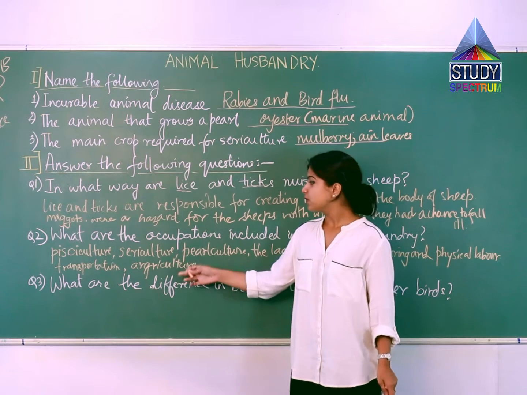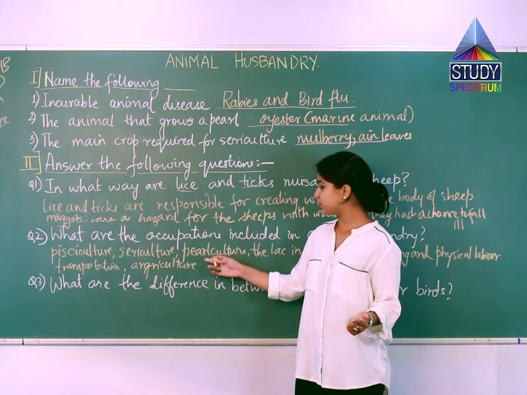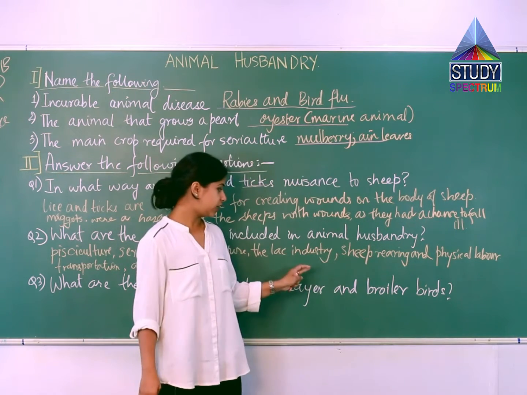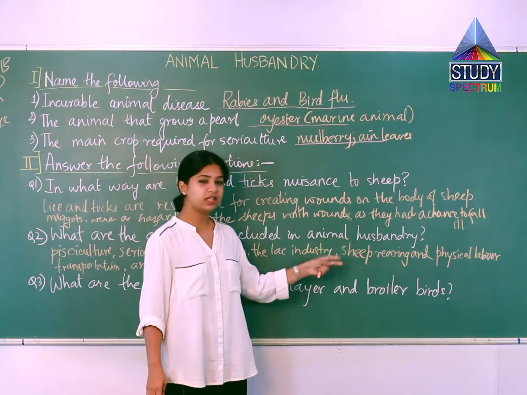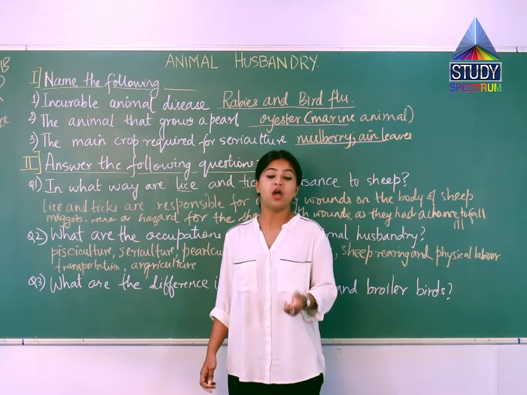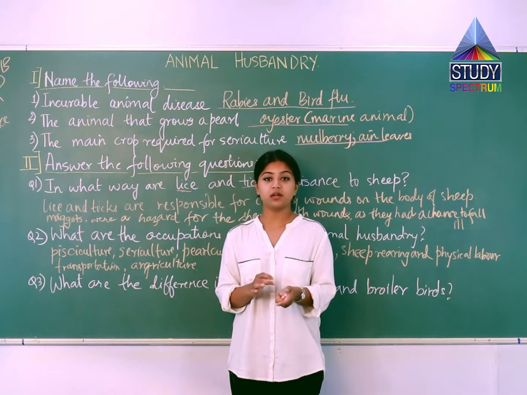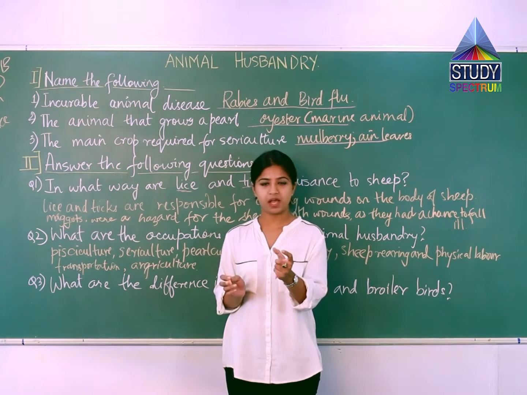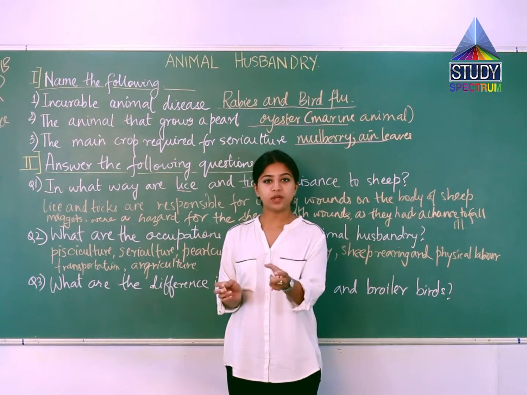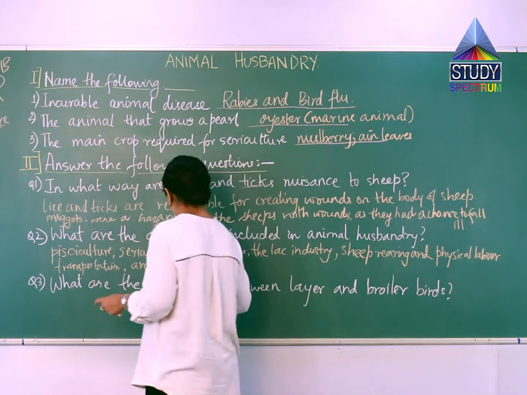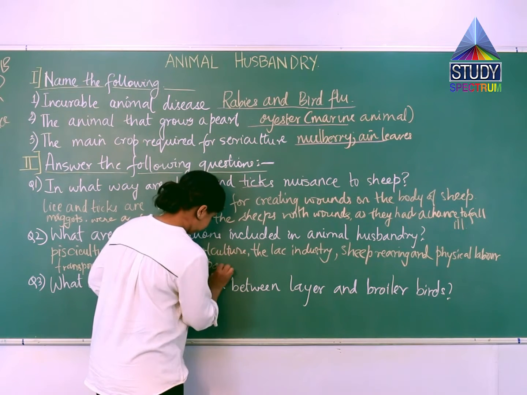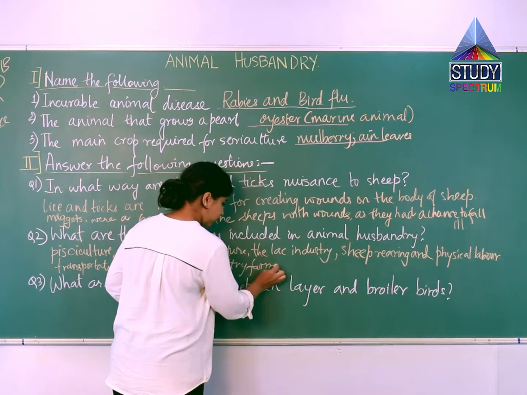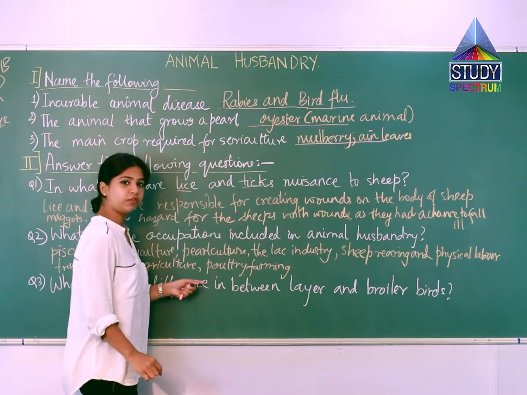Let's just read it again. Pisciculture 1, sericulture 2, pearl culture, the lac industry, sheep rearing and physical labor along with transportation and agriculture. Also for the meat and milk that is supplied by these animals. So the meat that is supplied by the animals is included into the poultry farming. So that's an addition over here, poultry farming.